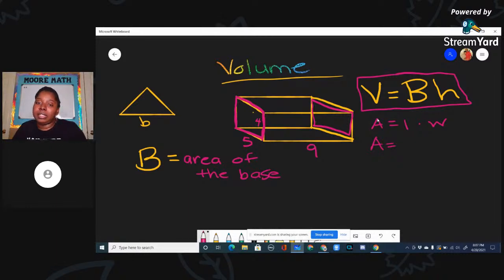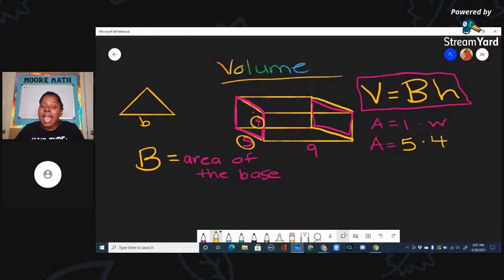Which one's the longest side? 4. So we have 5 here and we have 4 here. So which one is the longest side? Bigger measurement. 5. Good. And so the width must be 4. Excellent. Okay, so first things first, we are finding the area of the base.